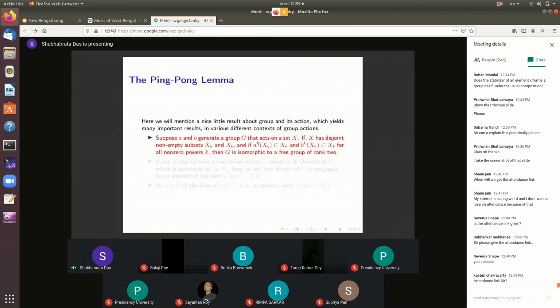of A takes XB inside XA, and any power of B takes XA inside XB. Any non-zero power of A will take XB inside XA, and any power of B will take XA inside XB. Then G is isomorphic to a free group of rank 2. This is probably the most surprising thing one would expect out of this result, but that's the case.